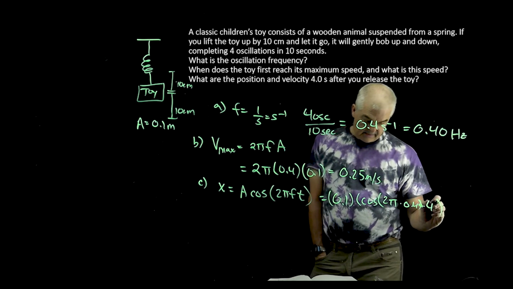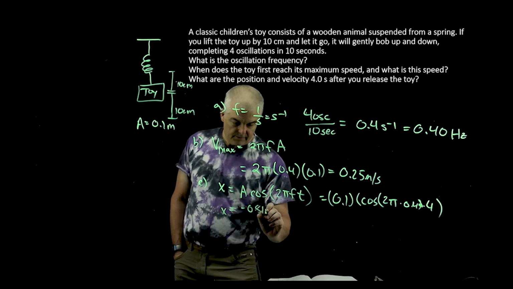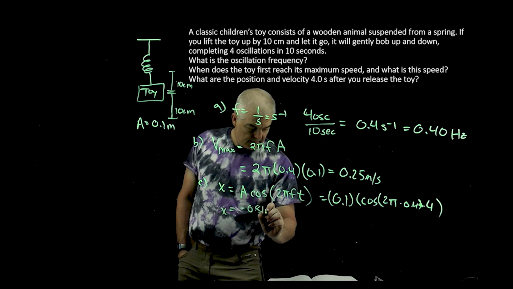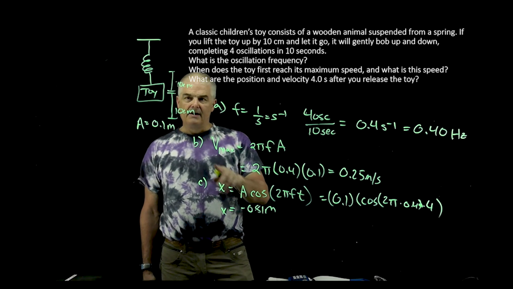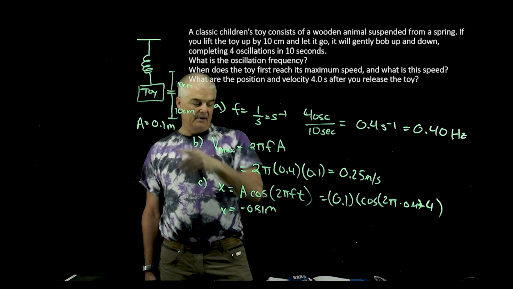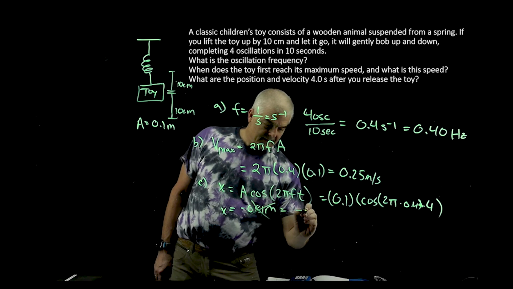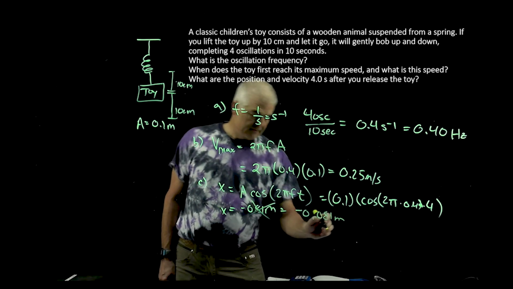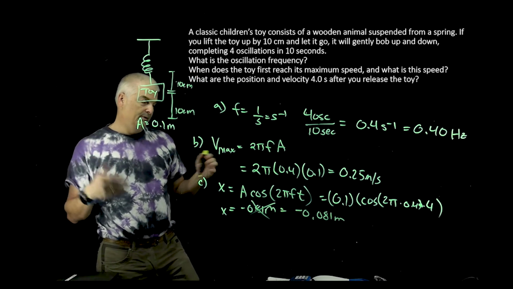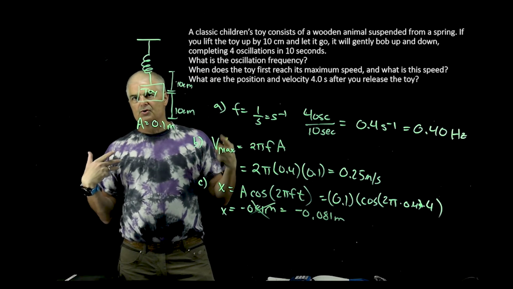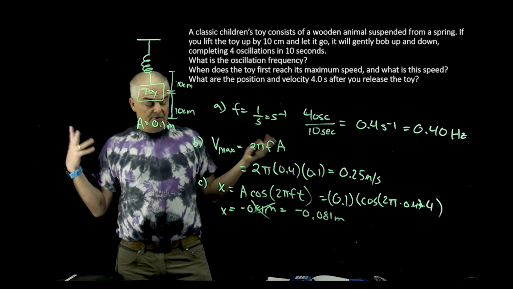And so I got x equal to negative 0.81 meters. So I was looking at this and I thought, wait a second, that can't be negative 0.81 because the amplitude is 0.1. So I put it back into my calculator and this is wrong, negative 0.081 meters. Because it's going to range between negative 0.1 and positive 0.1. Anyways, so watch that. As you're doing problems like this, always ask that question, does that number seem reasonable? It was not reasonable.